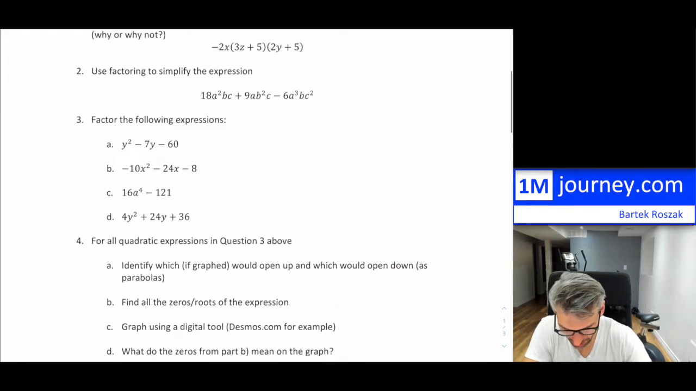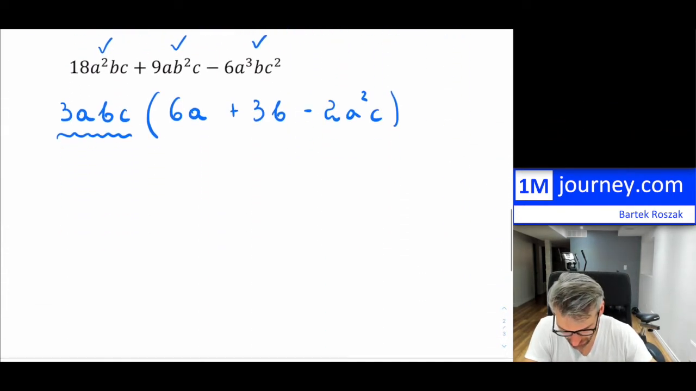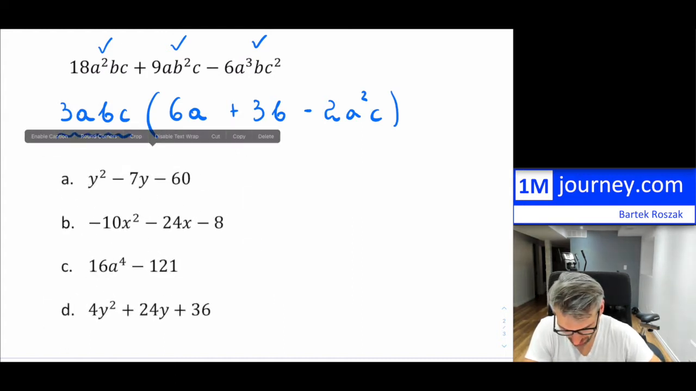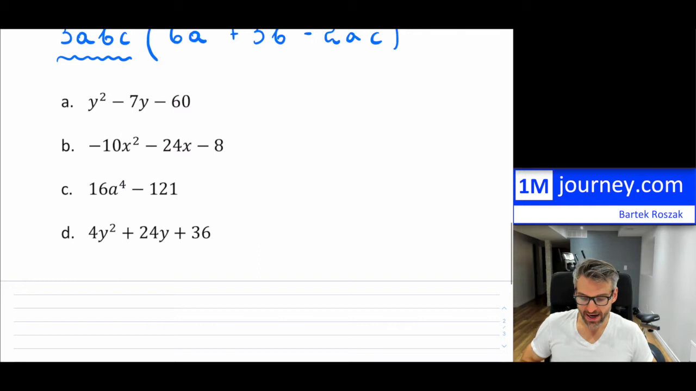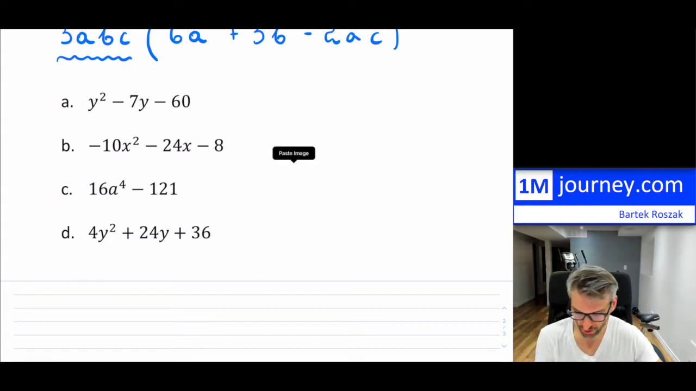All right, question number 3. Let's take a look here and see what they have. Factor the following expressions. Now I can see that we're starting to get into some actual quadratics. I'm going to keep coming back to these and I will do them one by one. Now they are all quadratics. I don't know if I can actually factor them out, but we will see. So the first one is y squared minus 7y minus 60.